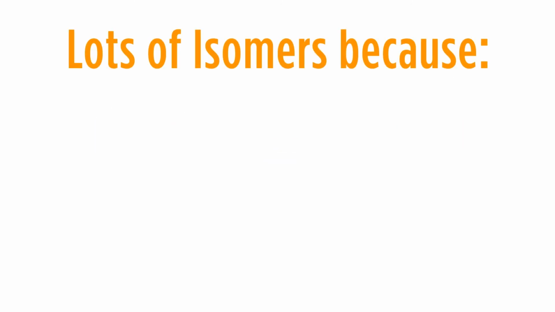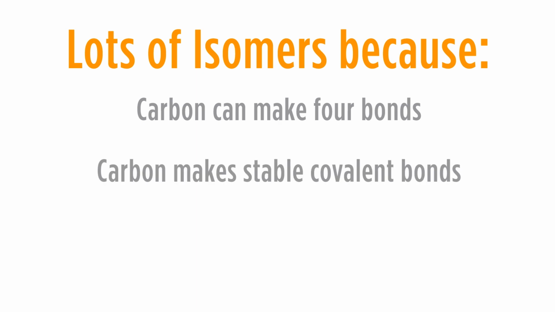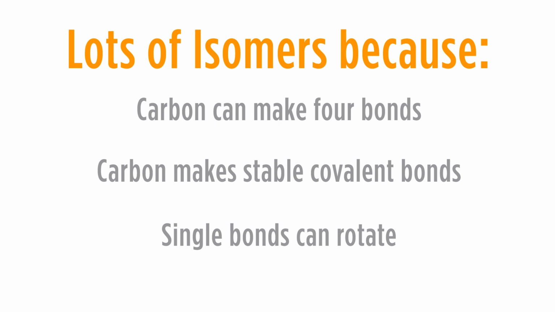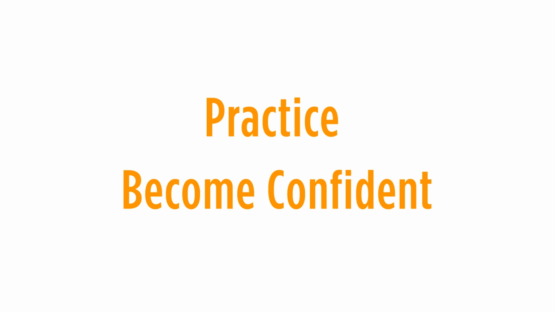There are lots of isomers in organic chemistry. Carbon can make 4 bonds, and it makes very stable covalent bonds. Because of that, there are lots of different isomers. Some of them are easy to recognize by just trying to name the molecule, which almost always works, and others by just being observant. As you can see in the diastereomers, conformations, and cis-trans isomers, it is also important to understand the bonding structure, that you cannot rotate a double bond, but you can rotate a single bond. Practice recognizing isomers and become confident.